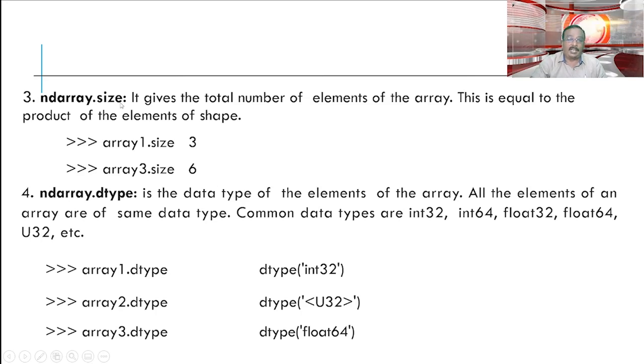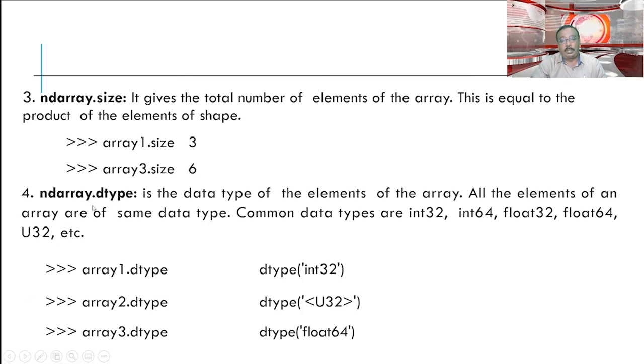So ndarray.size is another attribute. It gives the total number of elements in the array. This is equal to the product of the elements of shape. In the case of array 3, we had 3 comma 2. So the size is going to be 6. So 3 into 2, 6 elements are going to be there. So size will give you the number of elements.